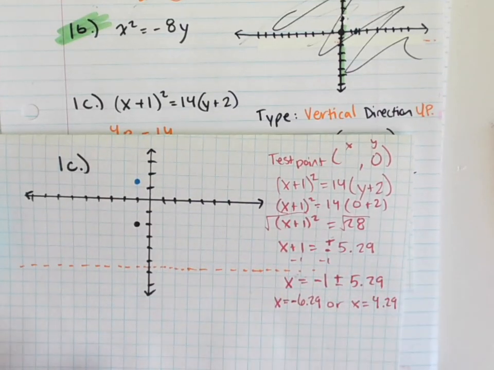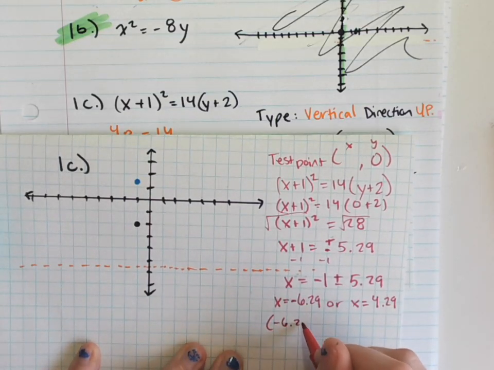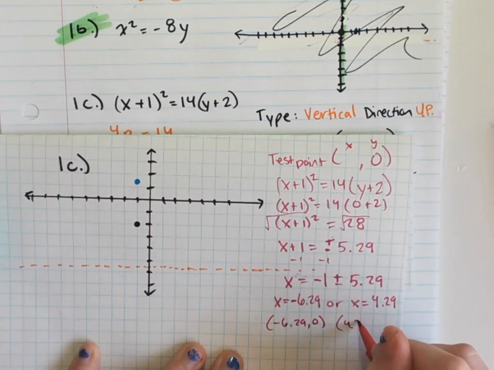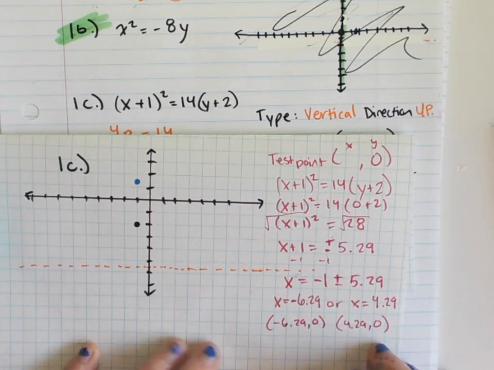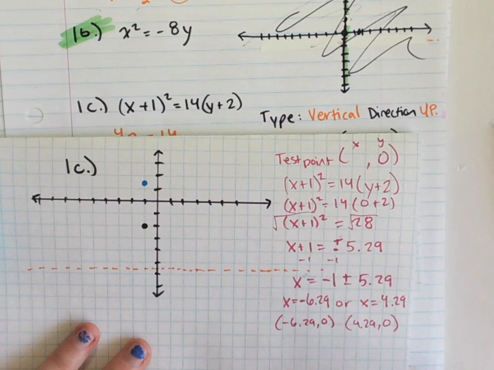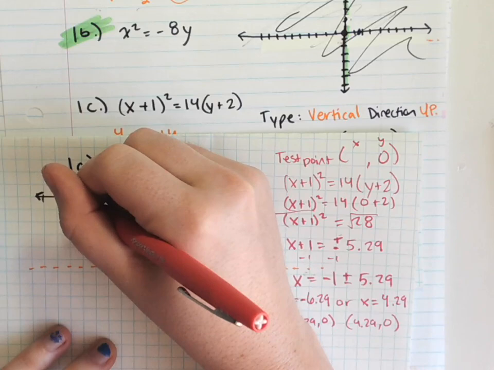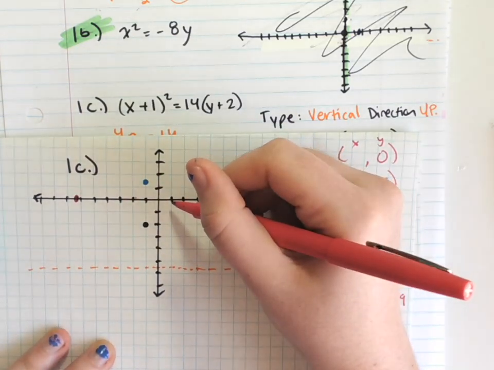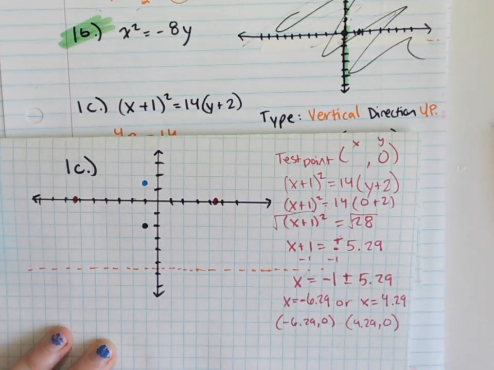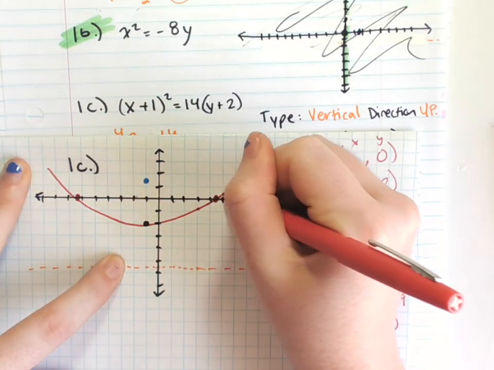Okay, so my 2 points now from up here are negative 6.29 comma 0 and 4.29 comma 0 are my two coordinates. And so we plot those. Negative 6.29, 1, 2, 3, 4, 5, 6, it's about there. 1, 2, 3, 4.29-ish. All right, so now that I know how steep my parabola is, I can connect in there.